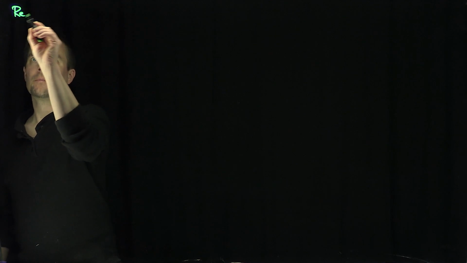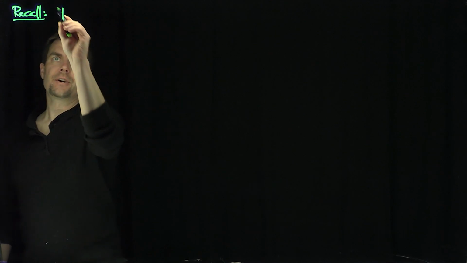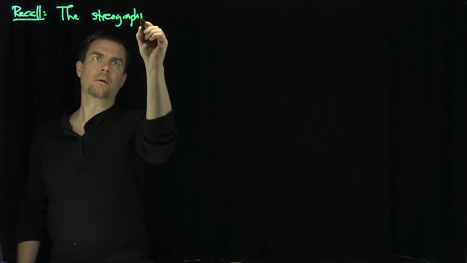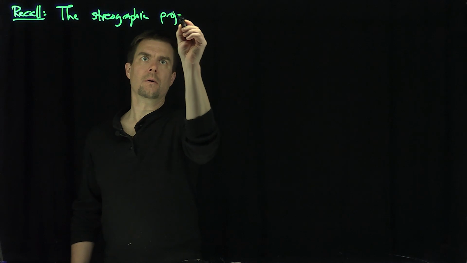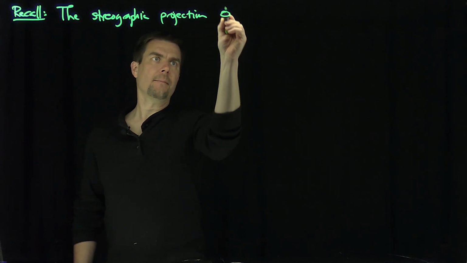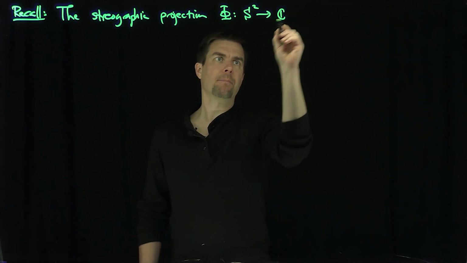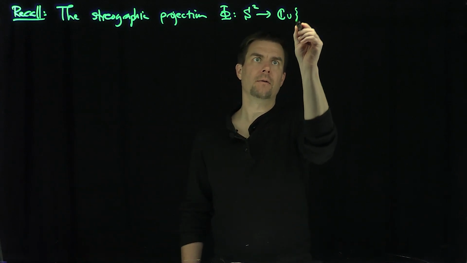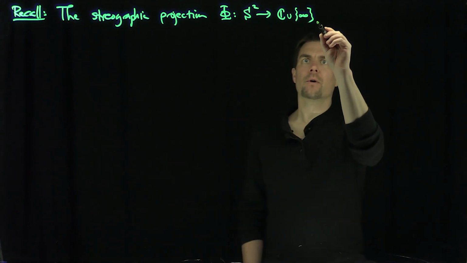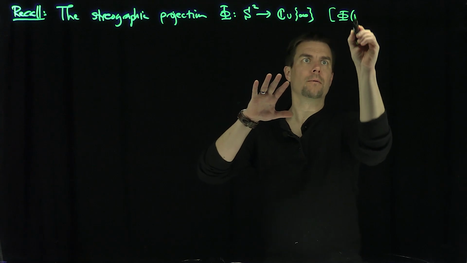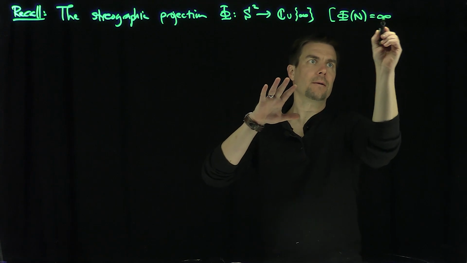Hello students, in this video we'll discuss distance in the extended complex plane. Let's recall the stereographic projection. Phi takes a point on the sphere and maps it into the complex plane adjoined with infinity. How is this constructed? It's constructed in a way where phi takes the North Pole to infinity, right?